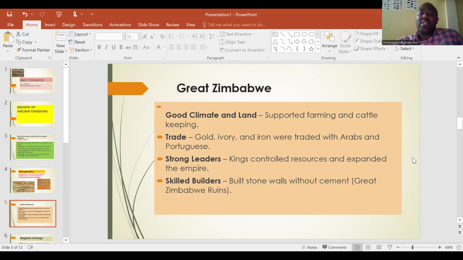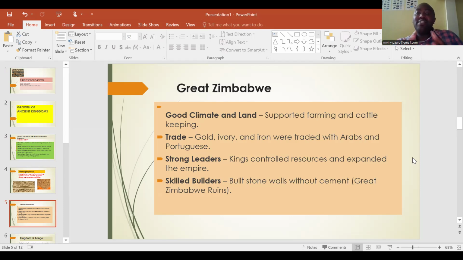Another factor that led to the growth of Great Zimbabwe is skilled builders. These skilled builders built stone walls without cement. My dear learner, I'm sure you either live in a permanent house or you've seen one, and you've seen the masons. They join the bricks or the stones using cement. And now here we are talking of Great Zimbabwe, where they had very skilled builders who built walls without using cement. Just imagine that.